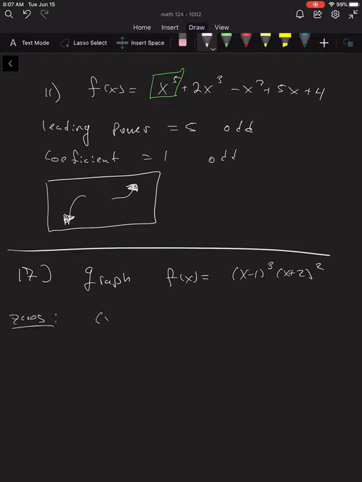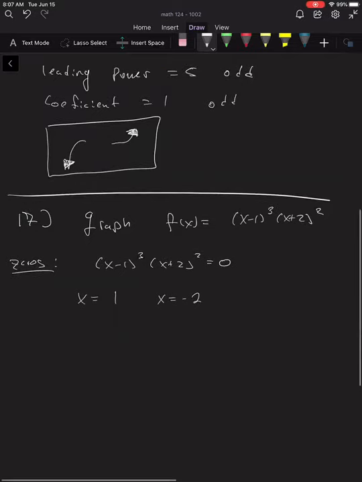So let's set this thing equal to 0: x minus 1 cubed, x plus 2 squared equals 0. Let's see if we're copying everything correctly. Yep. And if we solve this, we can easily see, because it's already factored, that x is going to be equal to 1 and x is going to be equal to minus 2. So those are our zeros. Then you remember what we do. We put these onto a number line. Minus 2, 1.